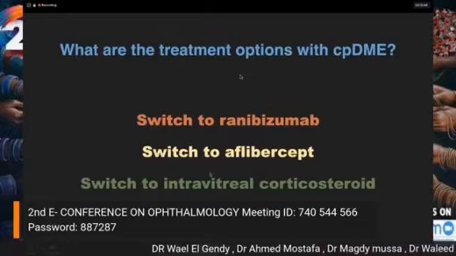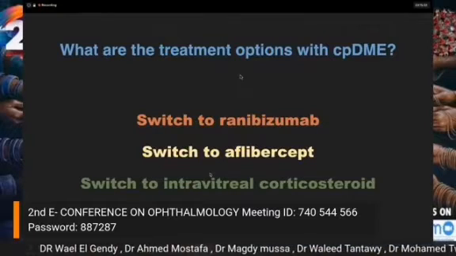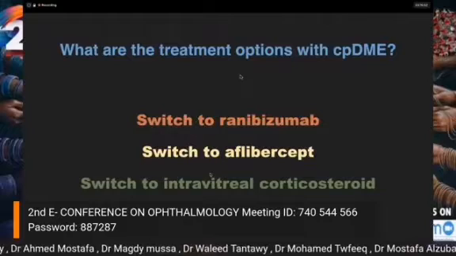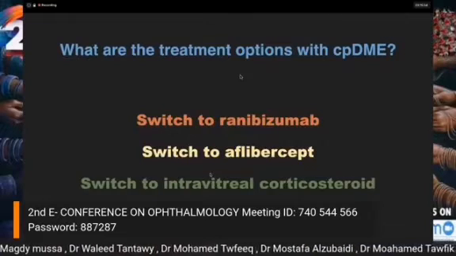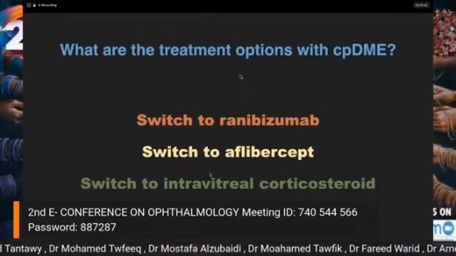So it is very cheap. It's the same price of Avastin. And I do another 2 injections. If the patient did not respond, then I switch to steroids.